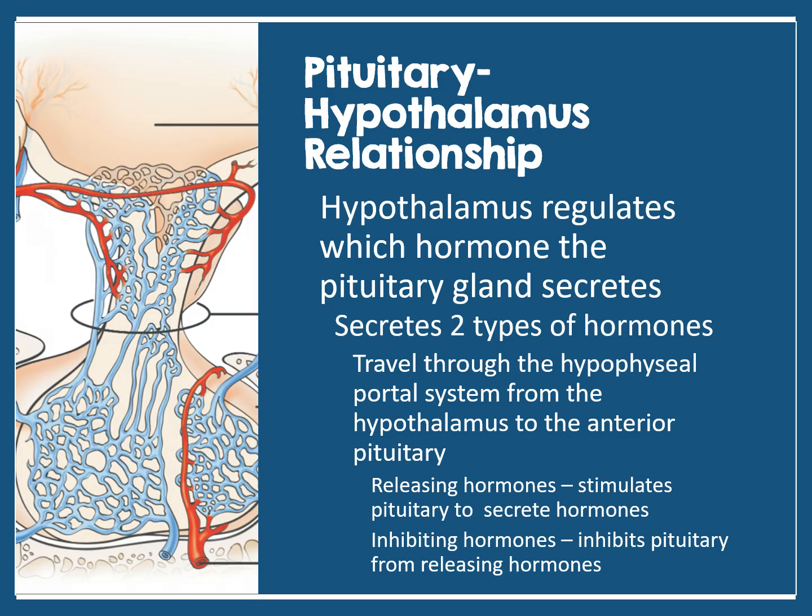There are two types of hormones that will be secreted. They will either be a releasing hormone that will stimulate the pituitary gland to secrete a hormone, or an inhibiting hormone, which will inhibit the pituitary gland from releasing a hormone. Those hormones will travel from the hypothalamus to the pituitary gland through the hypophyseal portal system, which is located right here, traveling through that infundibulum.